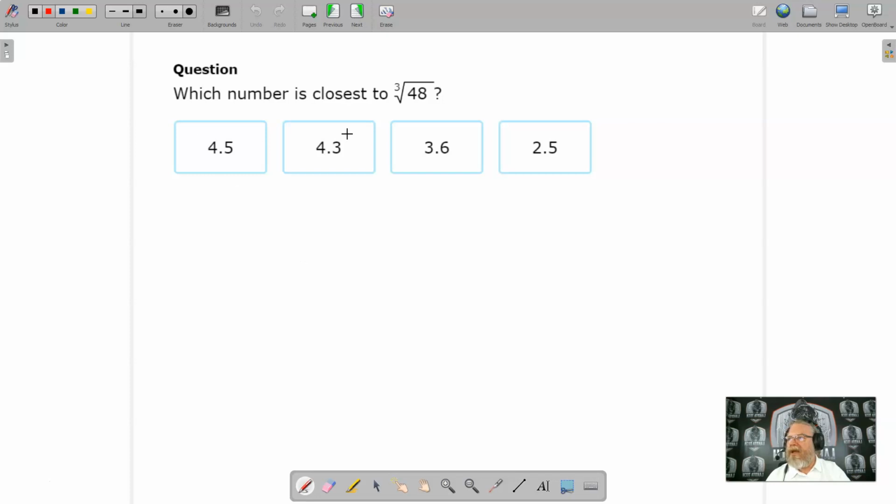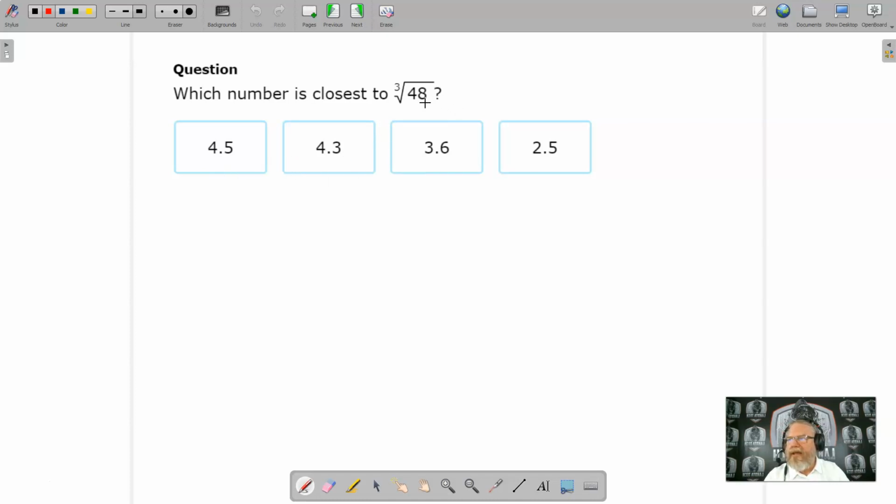On the next one, which number is closest to the cubed root of 48? Whenever we did square root questions similar to this, we had to find a number closest to the square root of some non-perfect square, and we were able to use a number line. On this one, I suggest that you use a calculator and get the result. But if you don't have a calculator that will do cubed roots, then we can just test out some of these numbers.